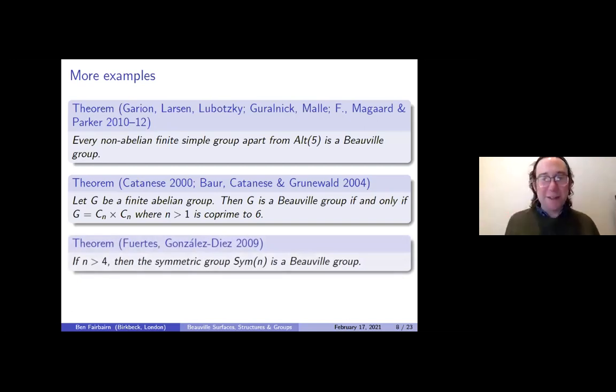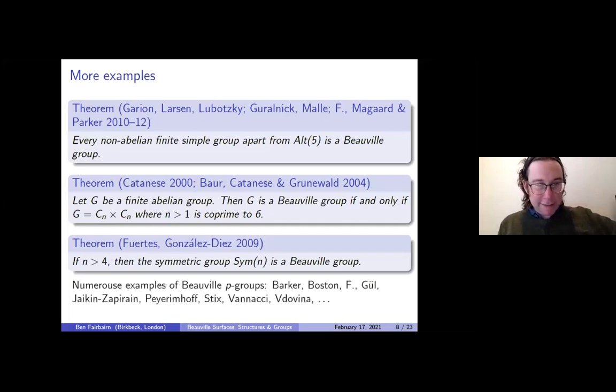So just to verify, there's stuff in between as well. The symmetric groups, it turns out, if you're at least S5 or bigger, are also Beauville groups, a result due to Yolanda Fuertes and Gabino González-Diez, 2009. And yeah, okay, so p-groups stand out as being particularly interesting, a group whose order is a power of a prime number.